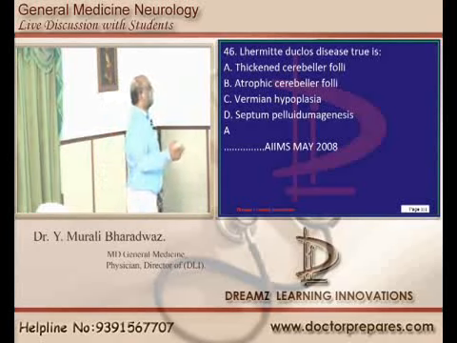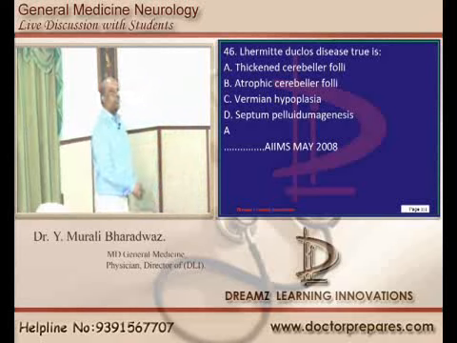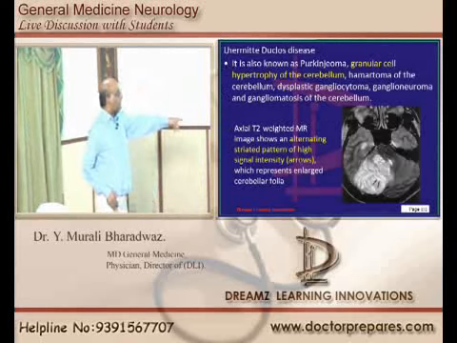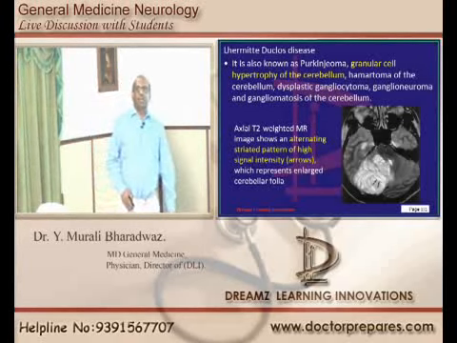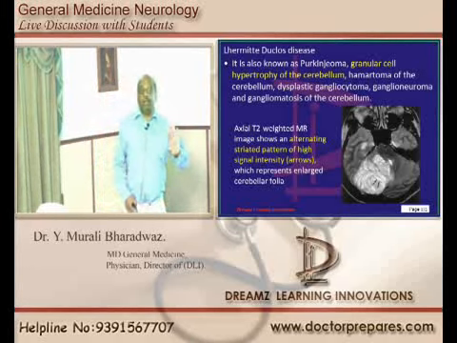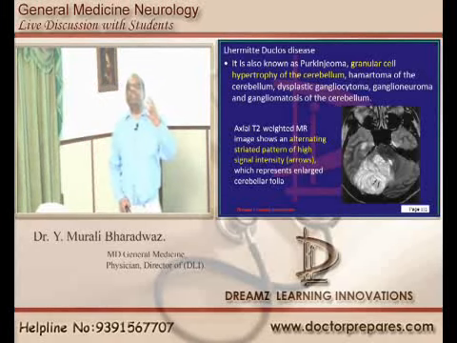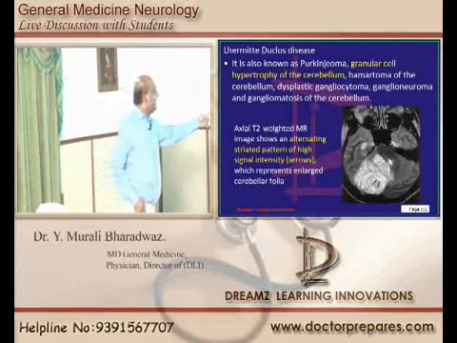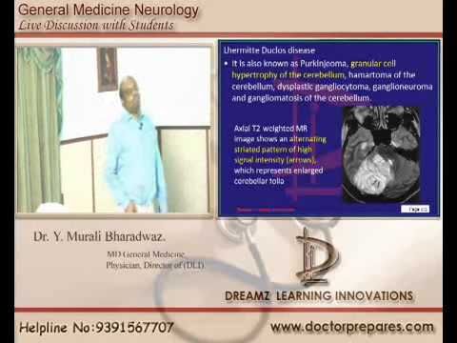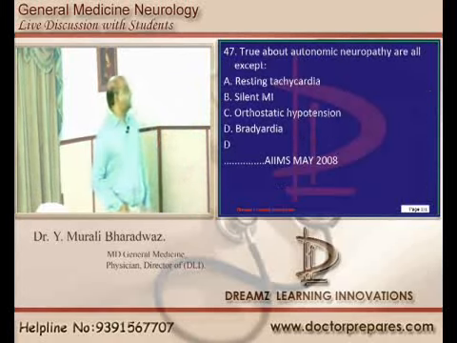Look, Lhermitte-Duclos disease is because of what? The cerebellar folia. See doctor, how do you always recognize the cerebellum? By the folia, the leaf-like structure. How do you identify cerebellar degeneration or agenesis? The prominence of the folia. Prominence of the folia can also be seen in Lhermitte-Duclos disease, that's all.